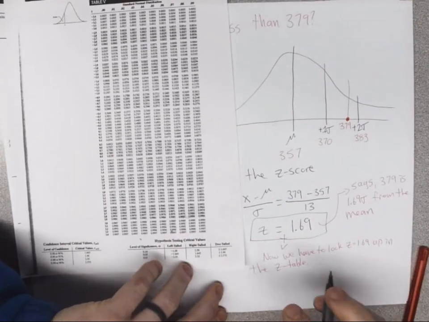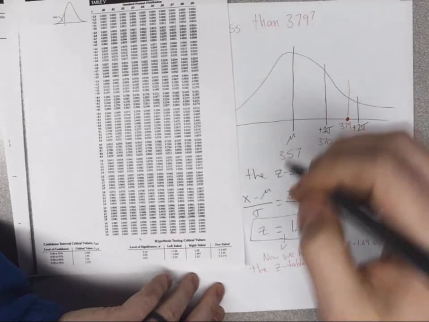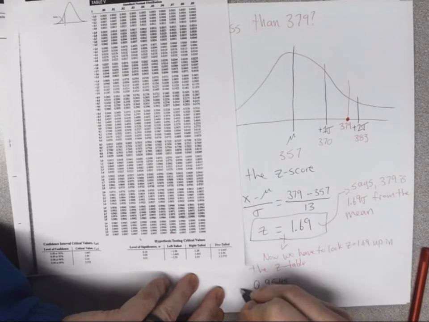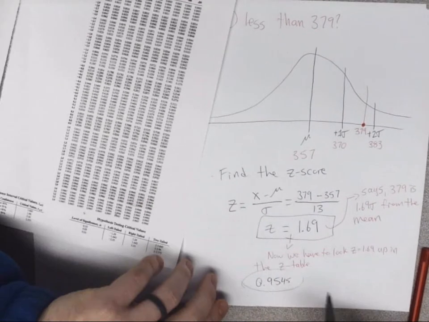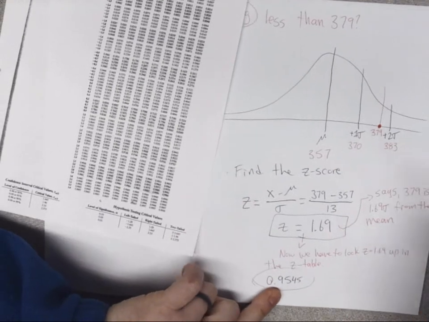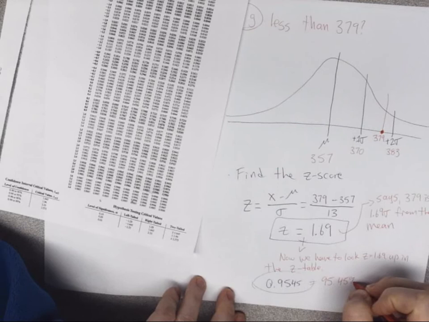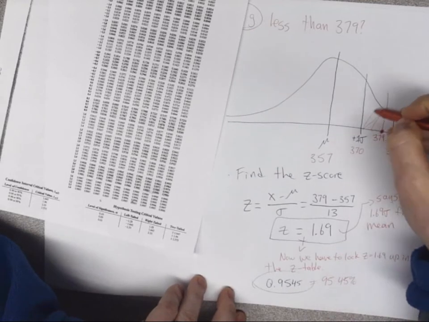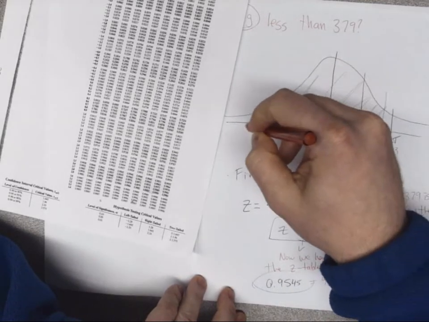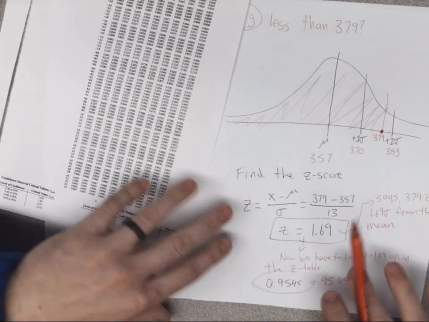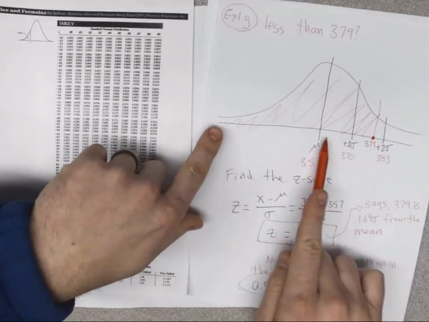So that means the answer to this problem is 0.9545. In other words, 95%, this is equal to 95.45%. That's how much that's greater than: 95.45% of all the other observations, which, remember, the z-score table is looking for everything less than that.